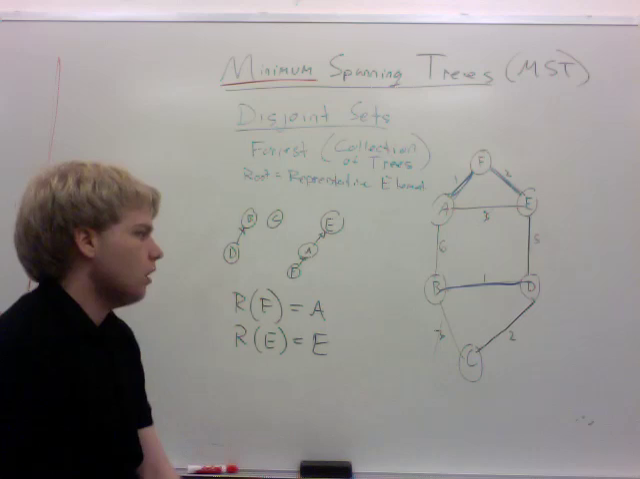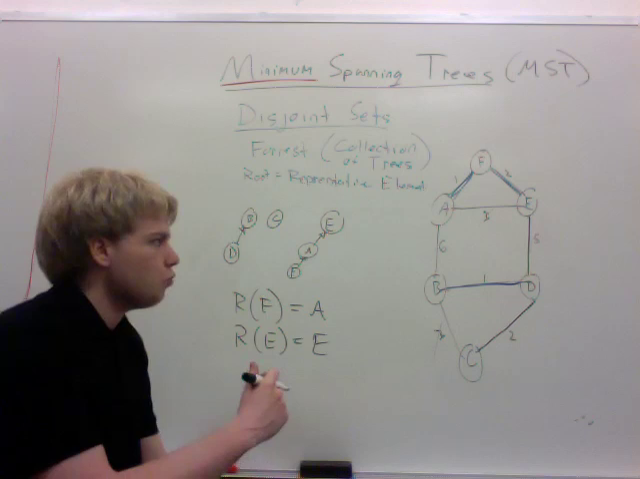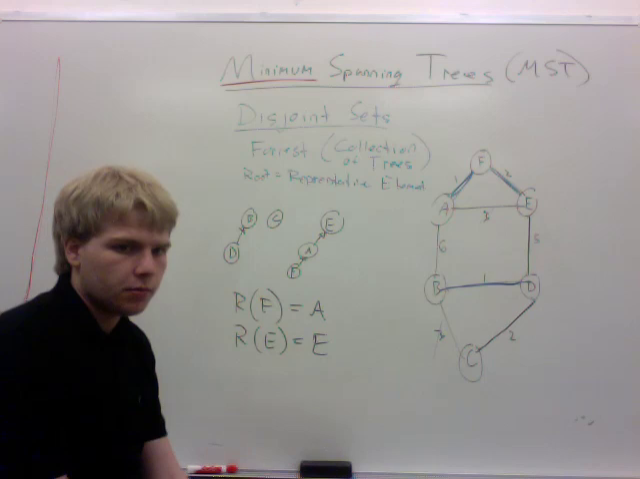And so it's really easy to merge two disjoint sets together. I just have to change one pointer, and then it's done, because we're just going to keep going all the way up to the root. Okay.